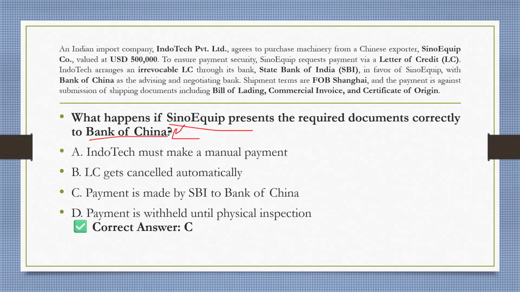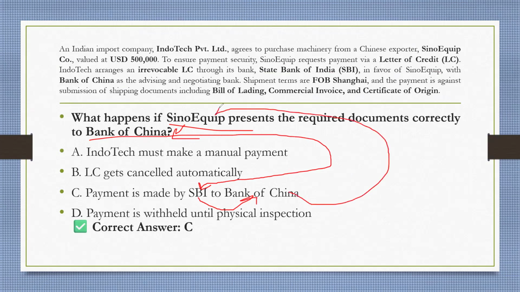Bank of China will send the documents to where? SBI. Then SBI will see the documents and make the payment to Bank of China. And after that, Bank of China will make the payment to its customer. So like this, the transaction will be done.